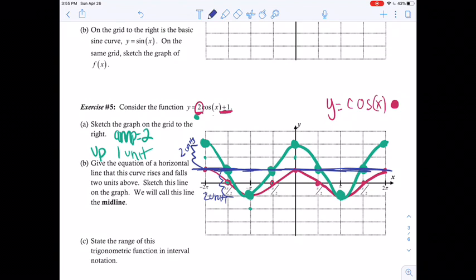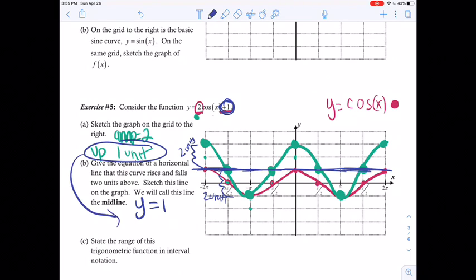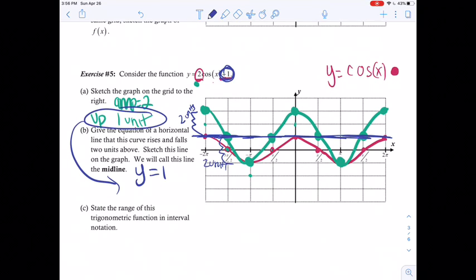We call this line, guess what? The midline. And the equation would be y is equal to 1. Since we moved up 1 unit, that shifted our midline up 1 unit. There is a relationship between up 1 unit and the midline being at y is 1. State the range of this trig function in interval notation. My lowest point here is at -1, and my highest y value is at 1, 2, 3.